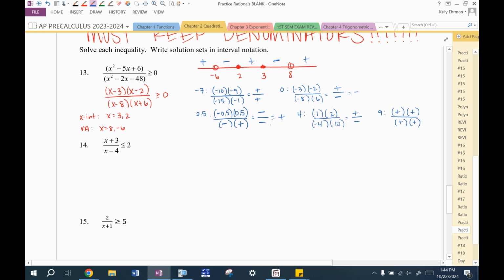You don't have to show me all of this checking, especially on that last one. If you can just plug 9 in mentally and say, oh, I'm getting positives for everything, that's good enough for me. Because this says greater than or equal to 0, we want the positives. So any section that came out positive will be part of our solution set. Using interval notation, this is negative infinity to negative 6 with parentheses. Square brackets, anything between and including 2 to 3. And anything from 8 to infinity.